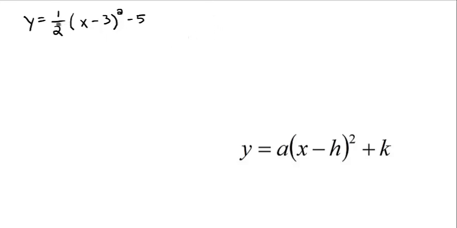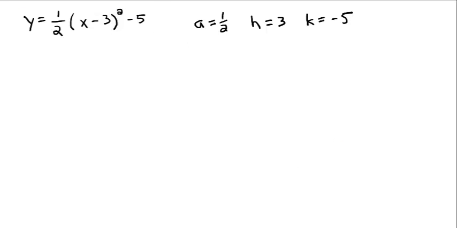Our A value is going to be right here in front, and that's 1/2. Our H value is what's being subtracted from X. So positive 3 is being subtracted from X. And then our K is going to be -5. That's on the outside over there. Okay, now let's find everything that we need to find for our graph.